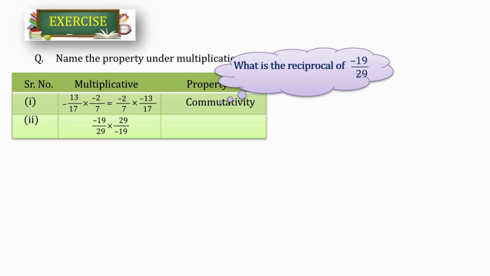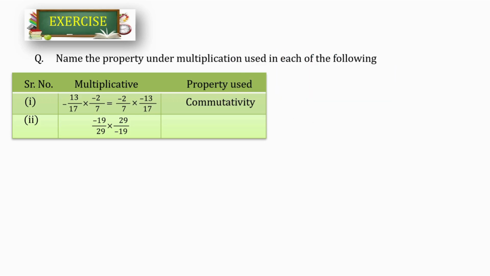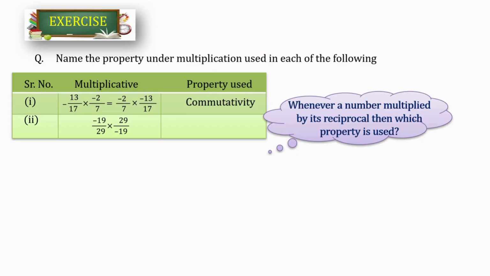Now we need to find the reciprocal of minus 19 by 29. That is 29 by minus 19. So whenever a number is multiplied by its reciprocal, which property is used? That is called the multiplicative inverse.